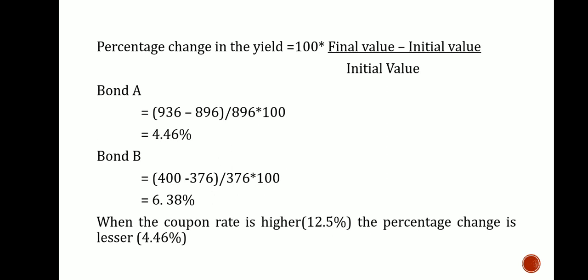Now, if you see the percentage change in the market price, variation is lesser for bond A, which has a higher coupon rate, that is 12.5%. Here the variation is 4.46%. Bond B with 0% coupon rate has higher variation, that is 6.38%. Therefore, when the coupon rate is higher, the percentage change is lesser. So we can say higher coupon bonds have lesser risk.